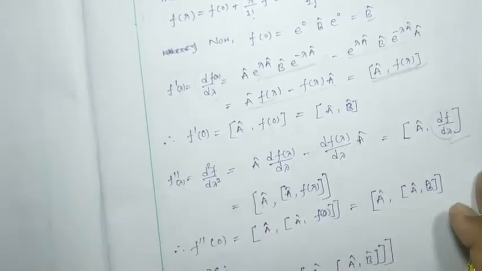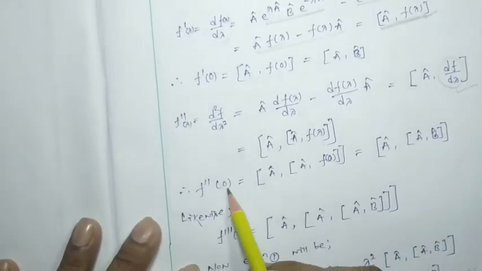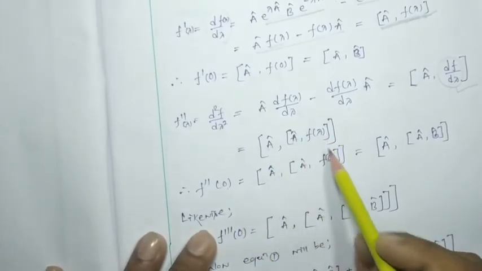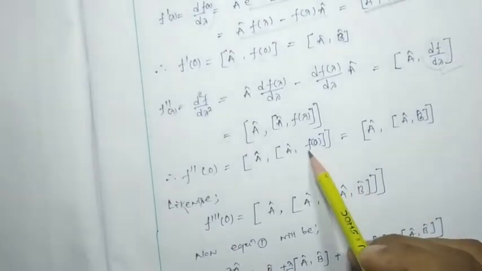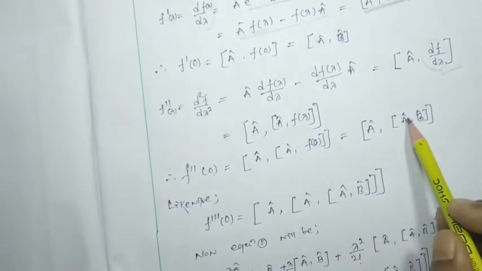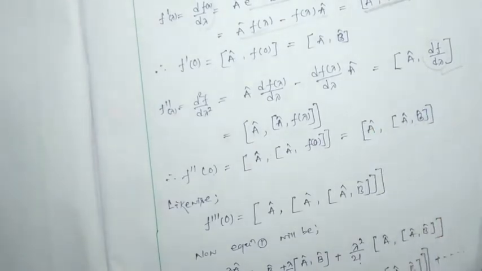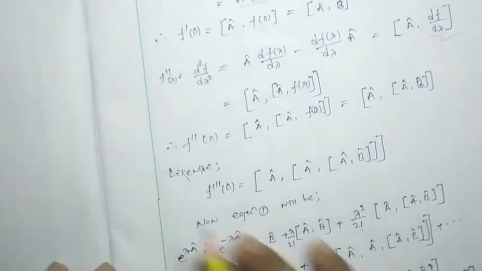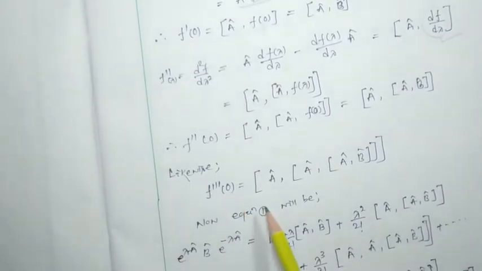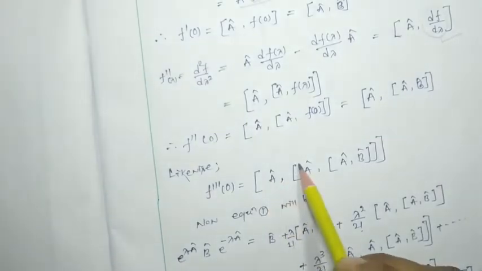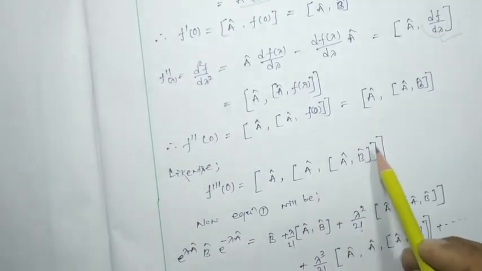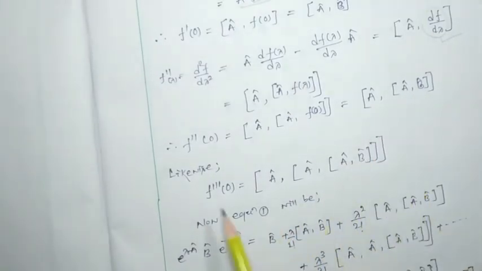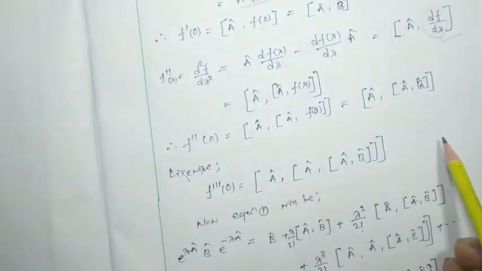Now, f double dash 0 will be how much? It will be A cap f of 0. We know that f of 0 is B cap, so I put B cap over here instead of f of 0. So A cap B cap, commutation. Similarly, f triple dash 0 will be equal to A cap commutation bracket, A cap commutation bracket, A cap B cap, like this. So f iv 0 we can write like that.